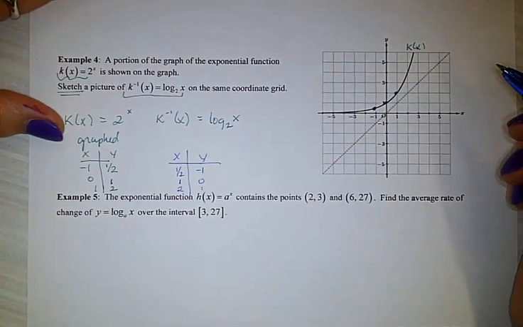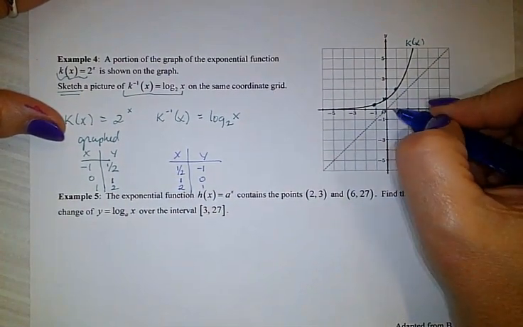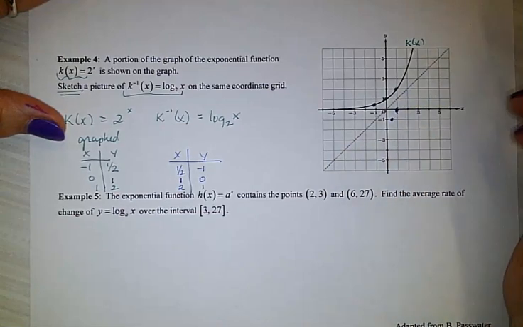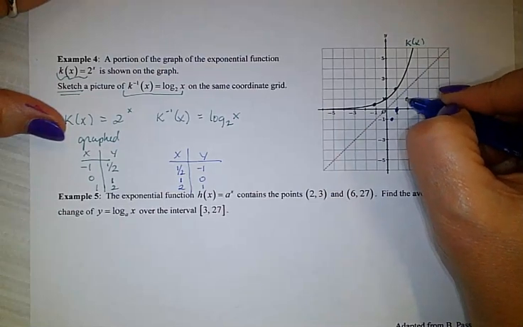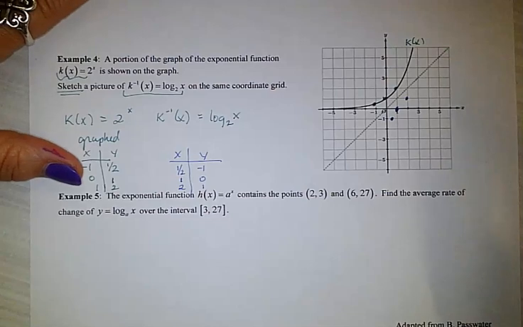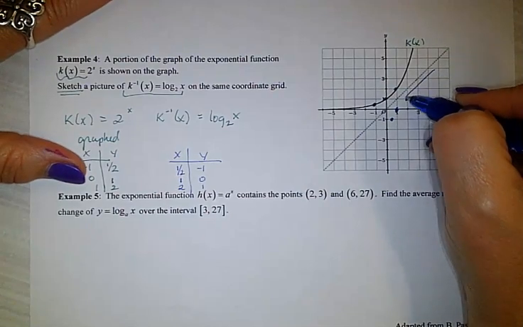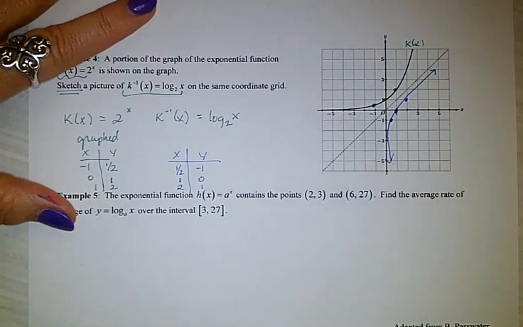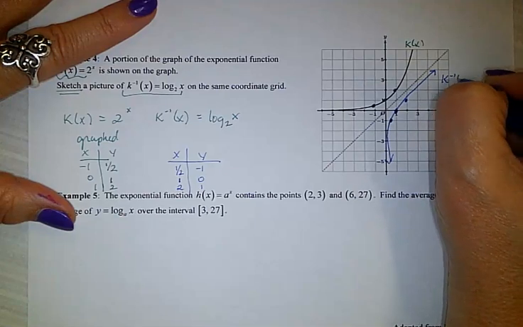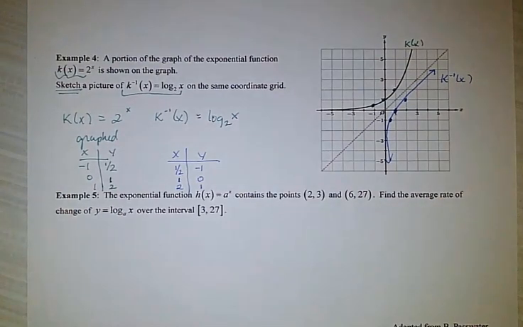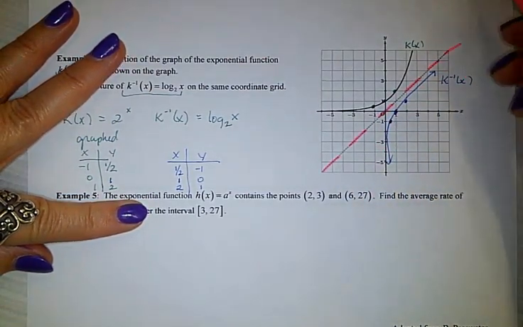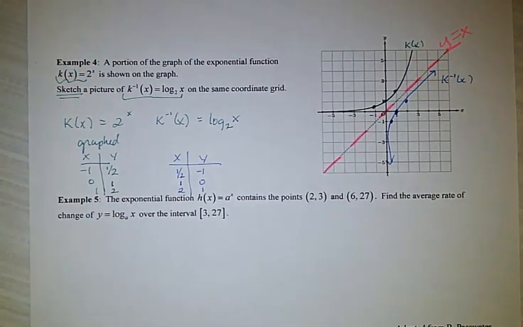And so then I'm going to go over here to my graph and I'm going to graph 1/2, negative 1, and I'm going to graph 1, 0, and I'm going to graph 2, 1. And I am going to rough sketch this in here. So it's going to kind of come around here, and it's going to do this. And then I can see, since this is my k negative 1 of x, I can verify and confirm that those are a reflection over, remember, this is y equals x. And so that is reviewing what we talked about graphically.